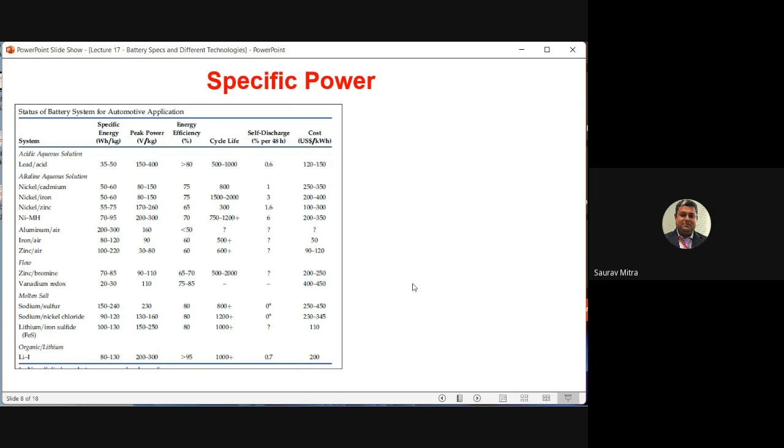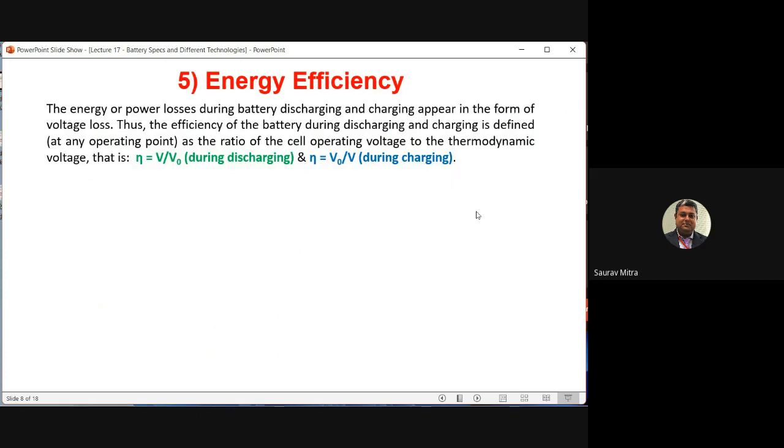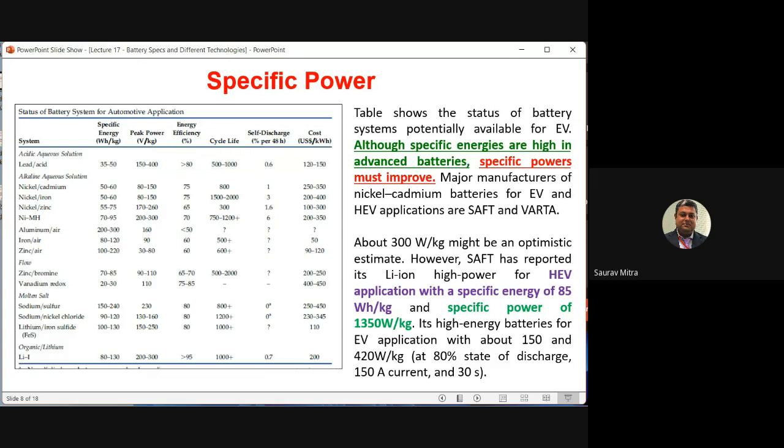So this is a very important slide, where specific power related details are given. After that, the table shows the status of battery systems potentially available for EV. What are the different battery systems? Mainly previously it was the lead acid battery, then nickel iron had come, and presently it is lithium ion. Although specific energies are high in advanced batteries, specific powers must improve. Major manufacturers of lithium cadmium battery, another important contender. Previously the nickel cadmium battery was just below the lead acid battery. You can check, it has quite a high cost, but it has a cycle life of 800 and an efficiency of around 75.